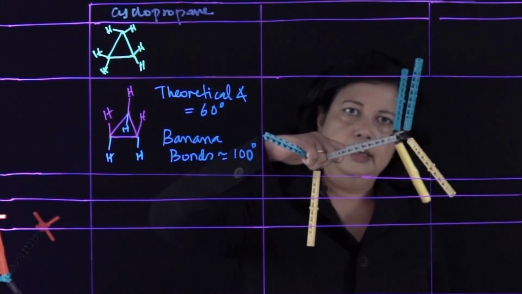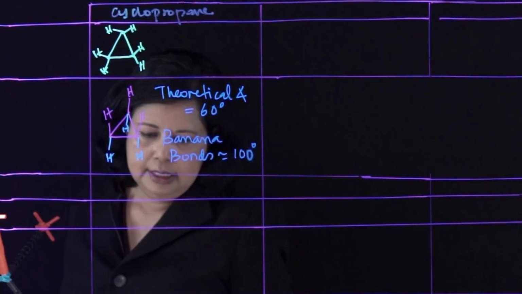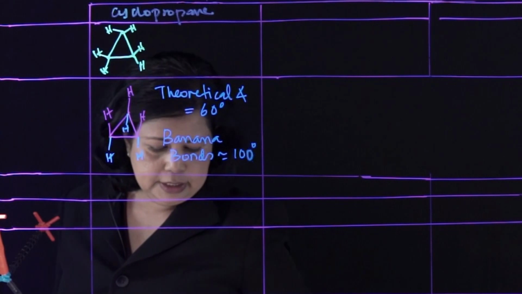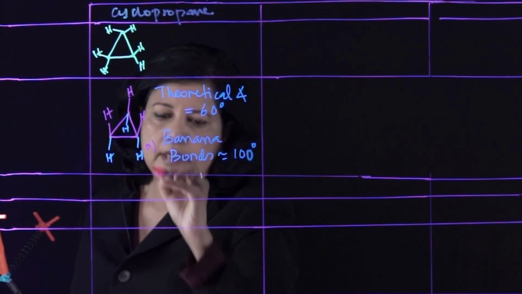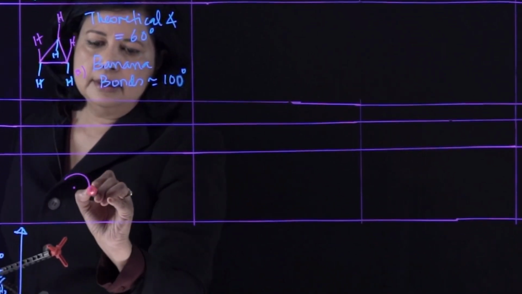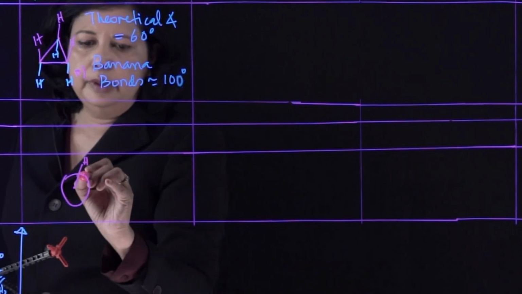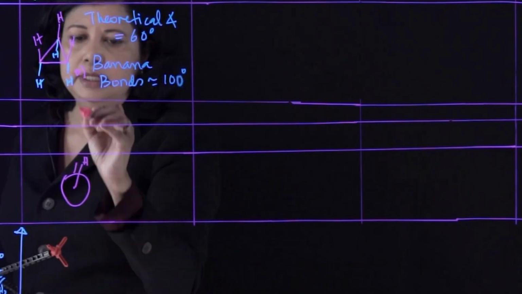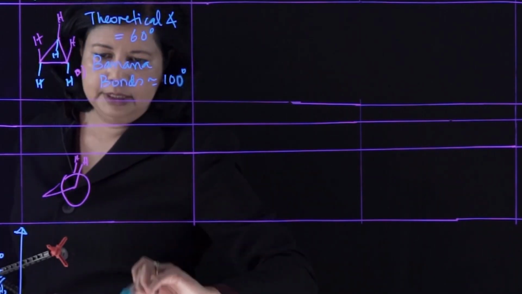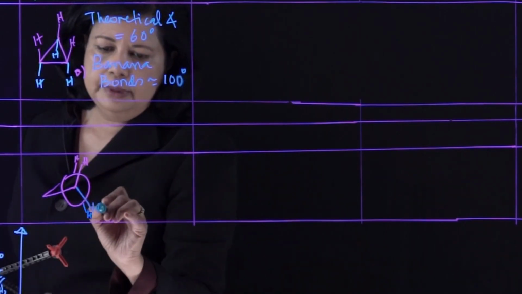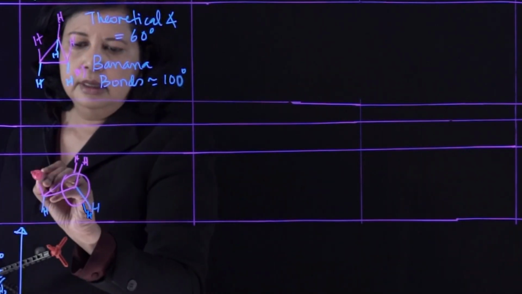So if you do what you call a Newman here, if you do a Newman for this, the Newman is going to have a dot and a circle. So if you look through here, a dot and a circle, and over here you're going to have a very big eclipse. So between this and the back carbon, you'll have kind of a big eclipse. Now the banana bonds may relieve it a teeny bit, but not much.